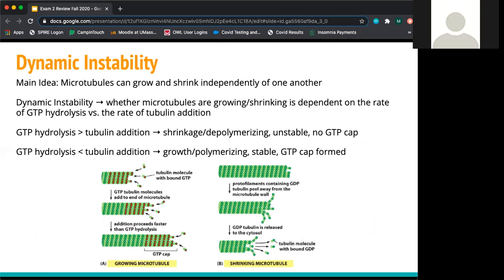So here we kind of have a little flow chart. If there's GTP hydrolysis and it's greater than tubulin addition, then there would be shrinkage and depolymerization. And then the microtubule would be unstable and there would be no formation of a GTP cap. On the other hand, if the GTP hydrolysis is less than tubulin addition, then there would be growth of the microtubule and there would be polymerization and it would be stable and the GTP cap would be able to form. And you can kind of see these 2 examples in the picture below.